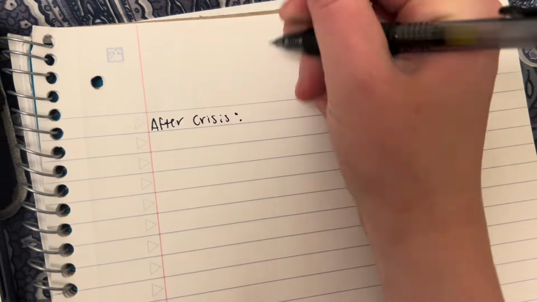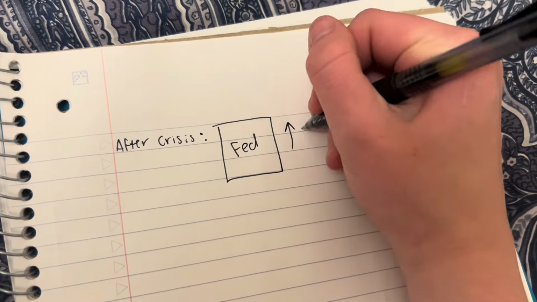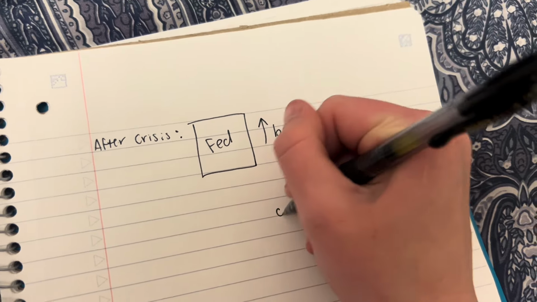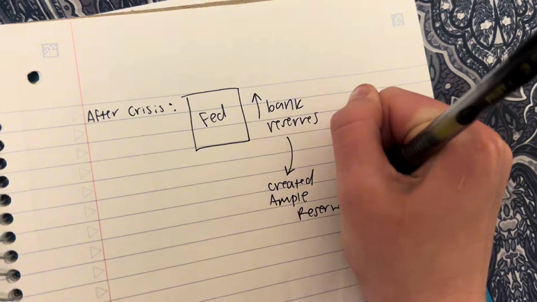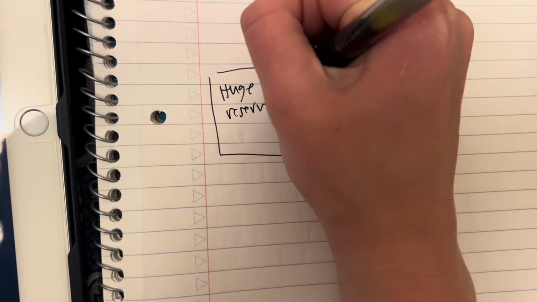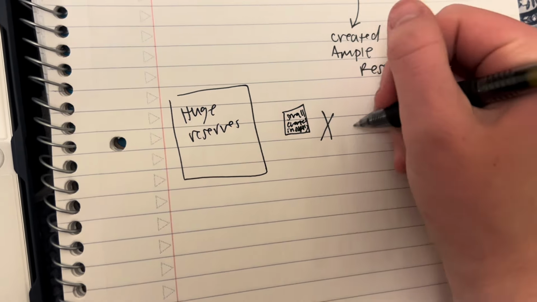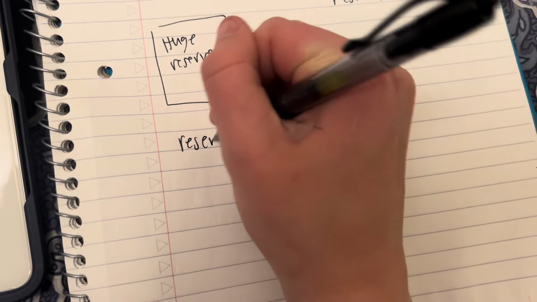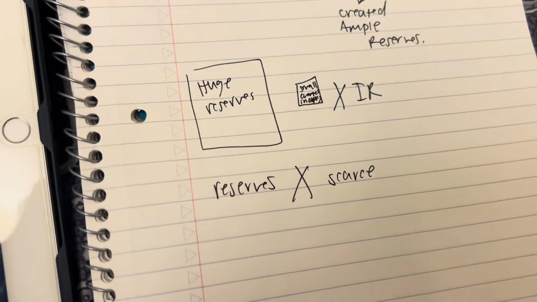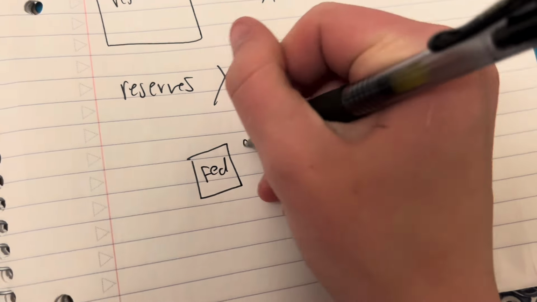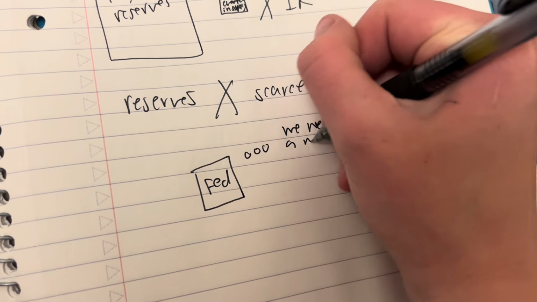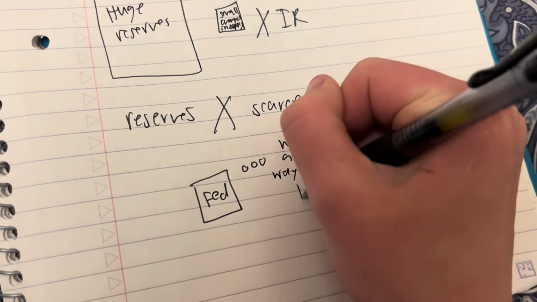After the crisis, the Fed increased bank reserves, which created ample reserves. Banks had far more reserves than required. With the huge reserves, small changes in supply no longer affected interest rates much. The old system became ineffective because reserves were no longer scarce, and the Fed needed a way to control interest rates without constantly adjusting reserve supply. So they moved to an ample reserve system.